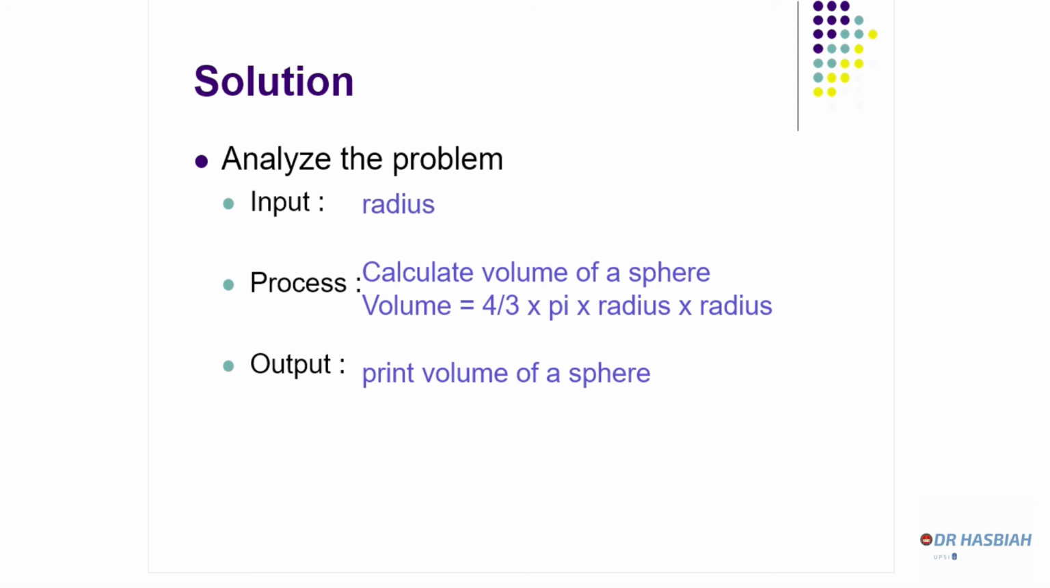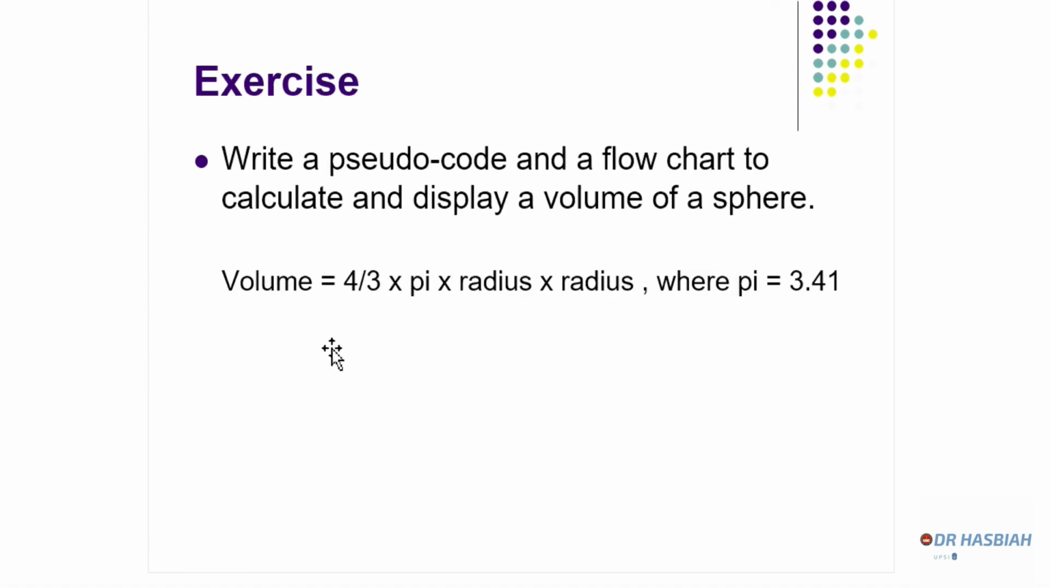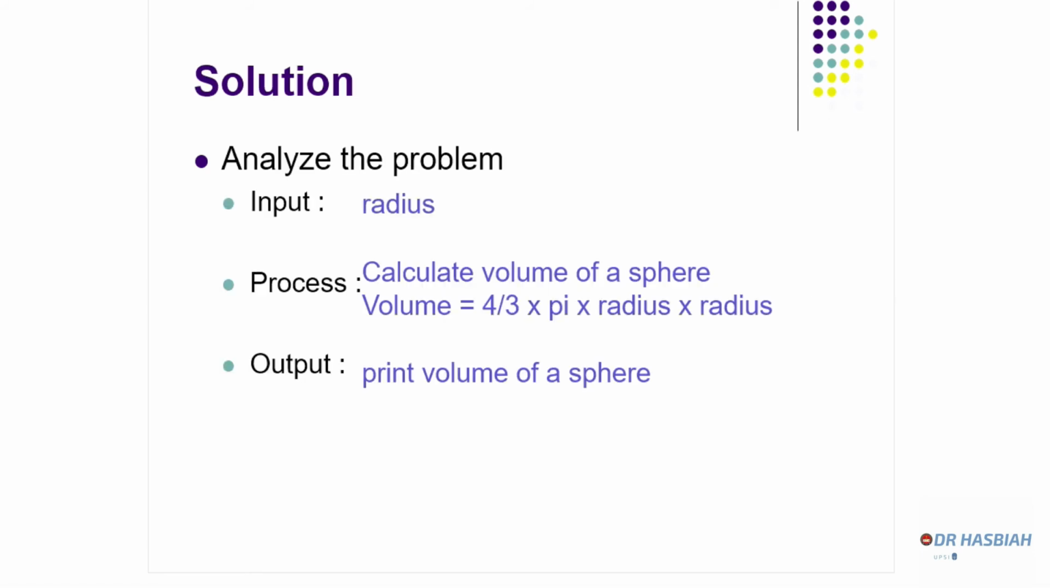If you see here, the information that is given to us includes pi times radius. So we have the radius here. So you see, input radius. You have to know what the radius is in order to solve the problem. If you don't have the radius, you can't solve the problem.